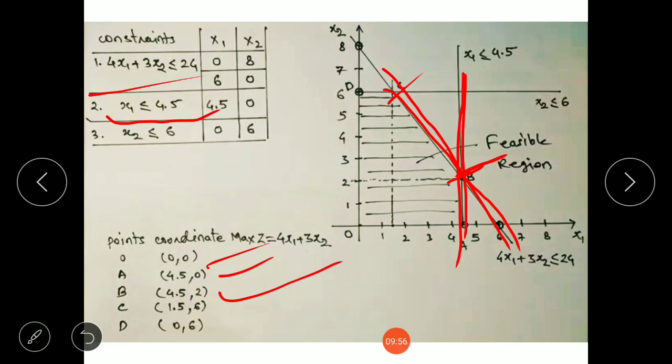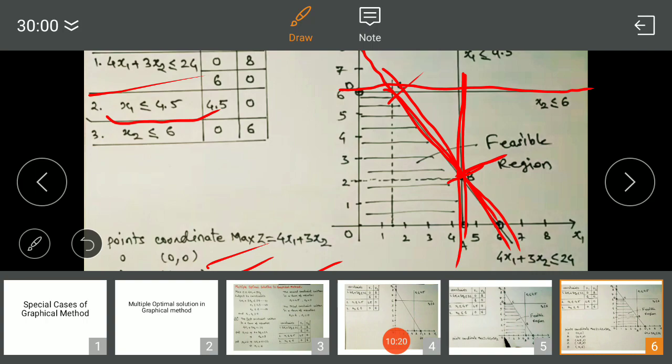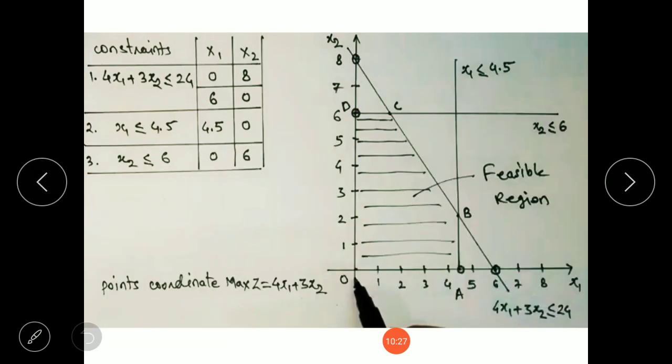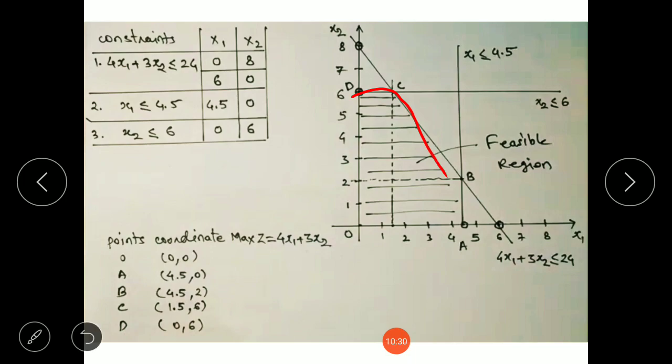C is 1.5, 6 after solving the intersection point by taking these two linear equations, that is the linear equation of this line, 4x1 plus 3x2 is equal to 24, and the linear equation of this line, that is x2 is equal to 6. So after solving these two linear equations simultaneously, you will get the point C, 1.5, 6. Now the point D is 0 and 6. So we got all the corner points of the feasible region.